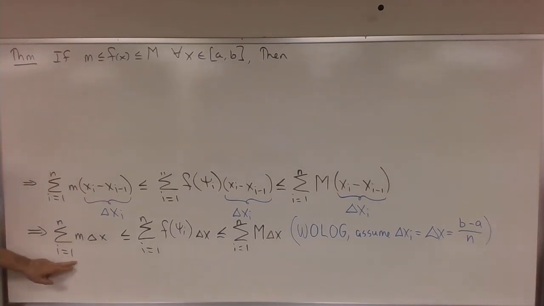And now I'm going to take this inequality and I'm going to take the limit of all sides of the inequality as delta x goes to 0.